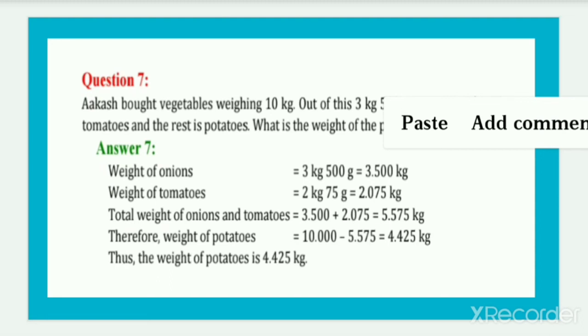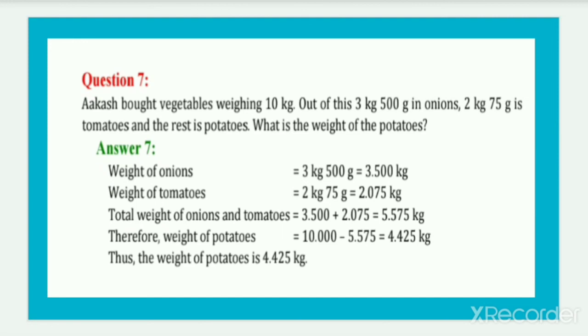Thus the weight of the potatoes is 4.425 kilogram, right? So the total weight of the potatoes is 4.425. Today we are going to end the chapter of decimals.